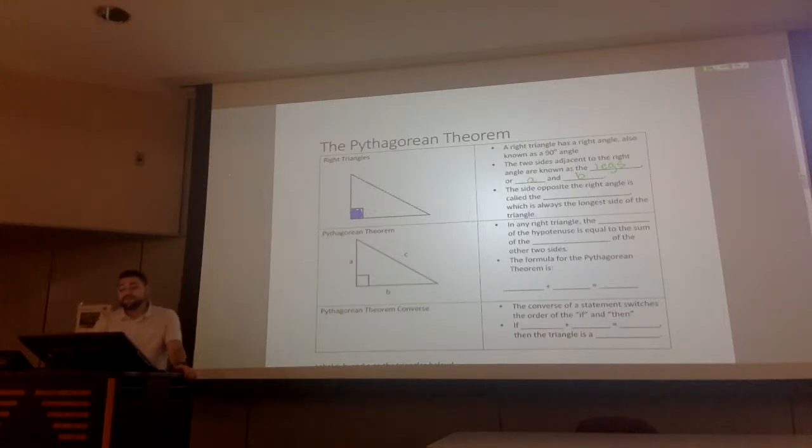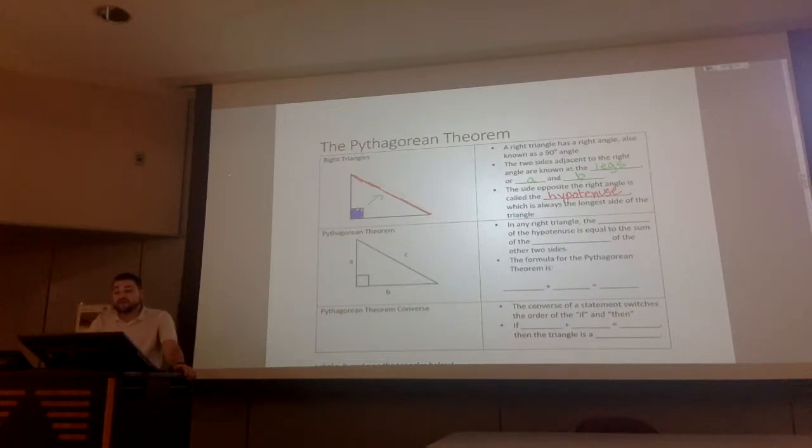The side opposite the right angle is called the hypotenuse. And you can see it's the side that's all the way directly across from it, and how it's the side that doesn't form the right angle at all. And this side is always the longest side of the right triangle.